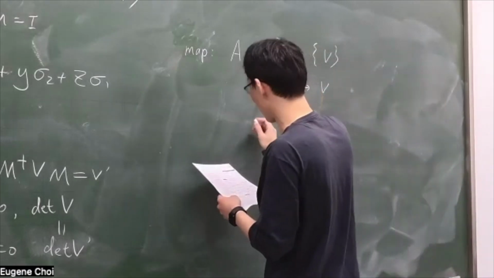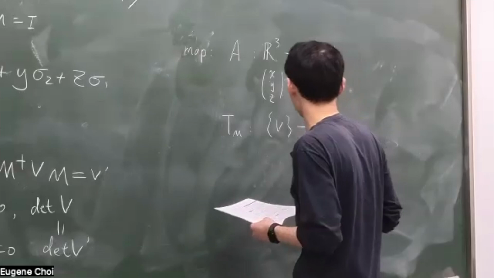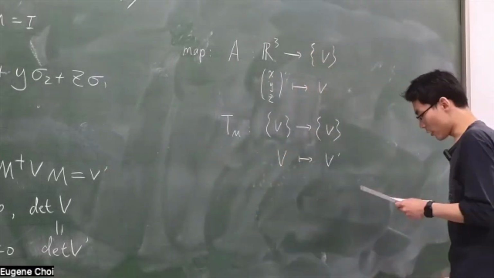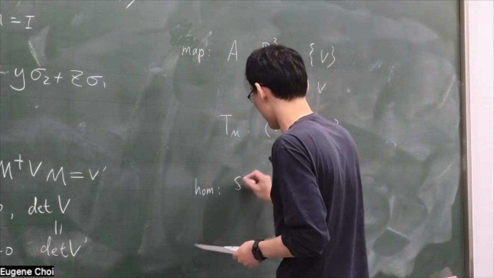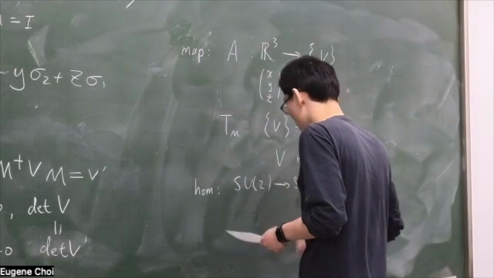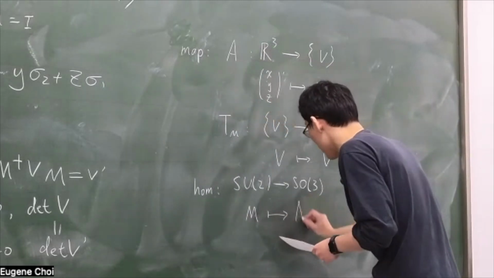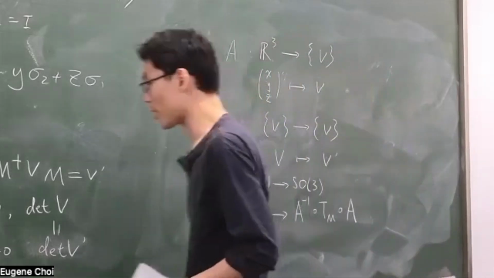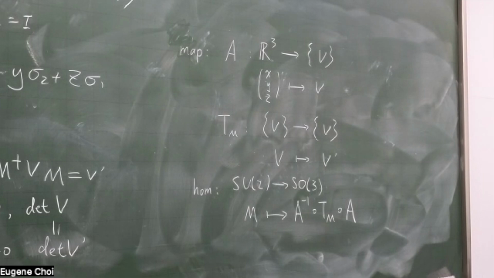And I also have another map, which is a homomorphism from the space of all such matrices to itself, which sends V to the V prime I've defined here. And this would give me a homomorphism from SU2 to SO3, which is given by, if I have an SU2 matrix M, then it will be sent to such a sequence of maps. So first A and then compose it with T_M and then A inverse. So this is a homomorphism from SU2 to SO3, but this is not an isomorphism.